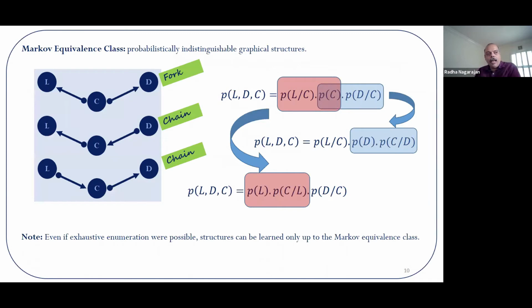Another aspect that needs to be emphasized is the Markov equivalence. Although these structures look markedly different based on the direction of the arrows, it's important to note that they're probabilistically equivalent structures. One can obtain one structure from another by directly applying Bayes' theorem. So what I'm trying to get across in this slide is that even if you're able to do exhaustive enumeration, the structures that can be derived from observational healthcare data can only be up to the Markov equivalence class.